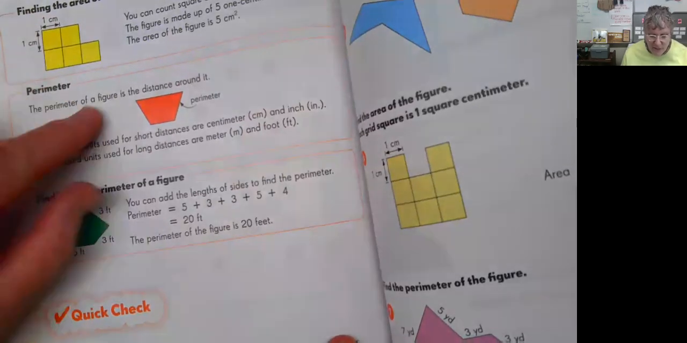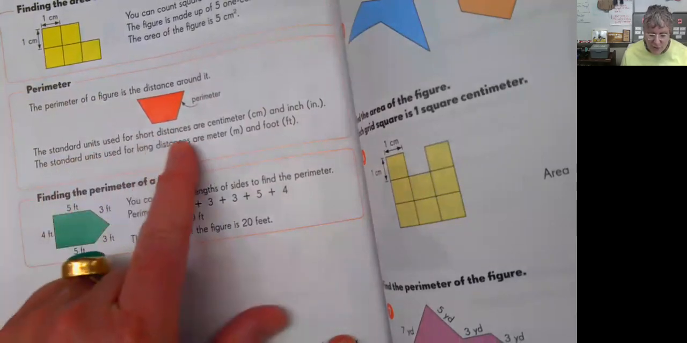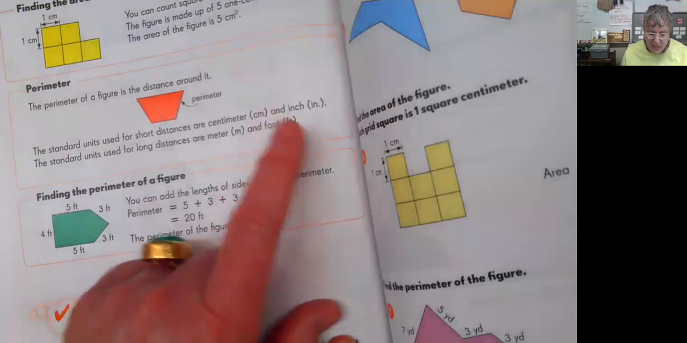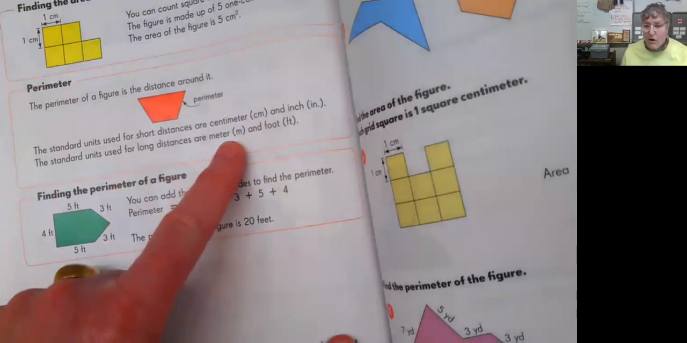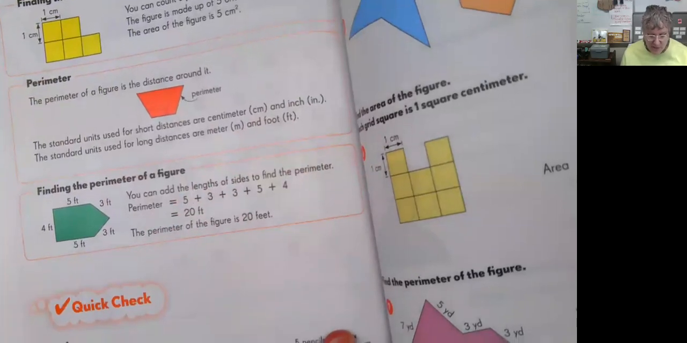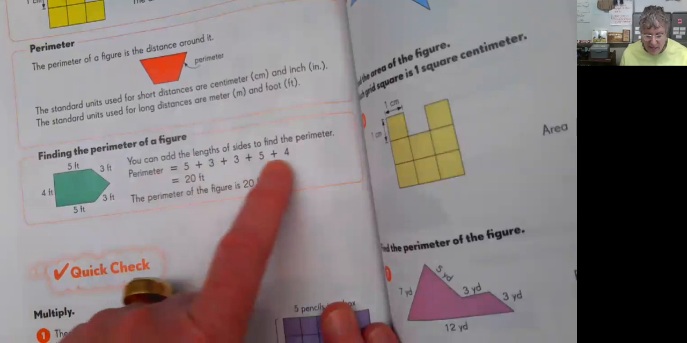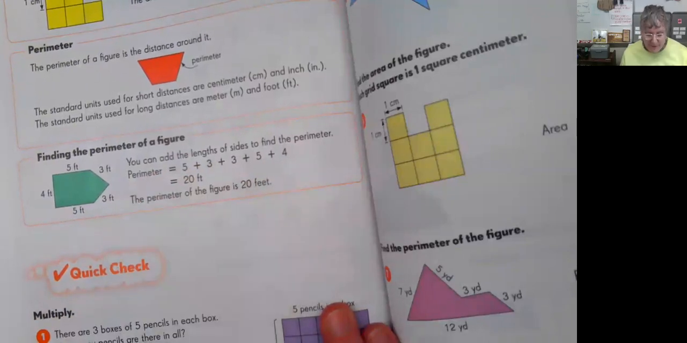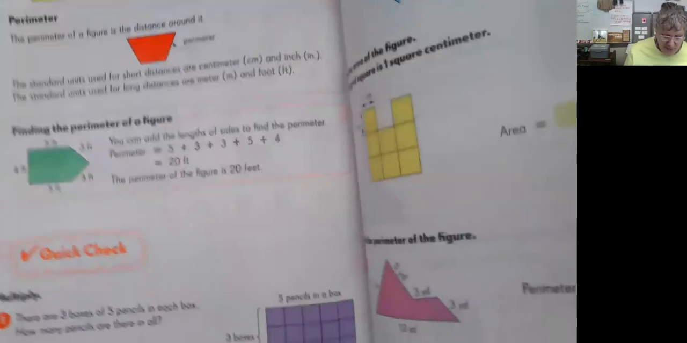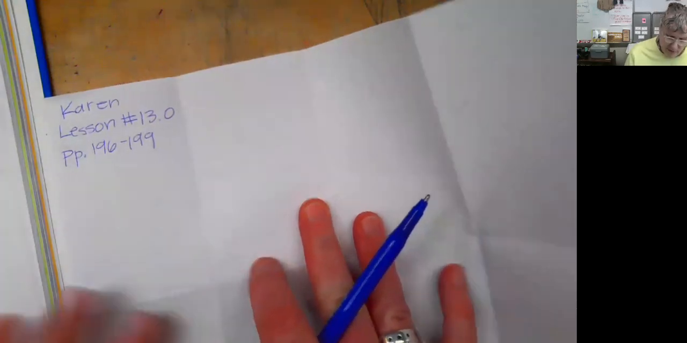The perimeter of a figure is the distance around it. The standard units used for short distances are centimeter and inch, or for larger distances is meter and foot. So finding the perimeter, you're going to use a formula, and that is the length of the sides added together equals the perimeter. Okay, so here's how I remember that. Let's write this down, and we'll write it right here at the top.